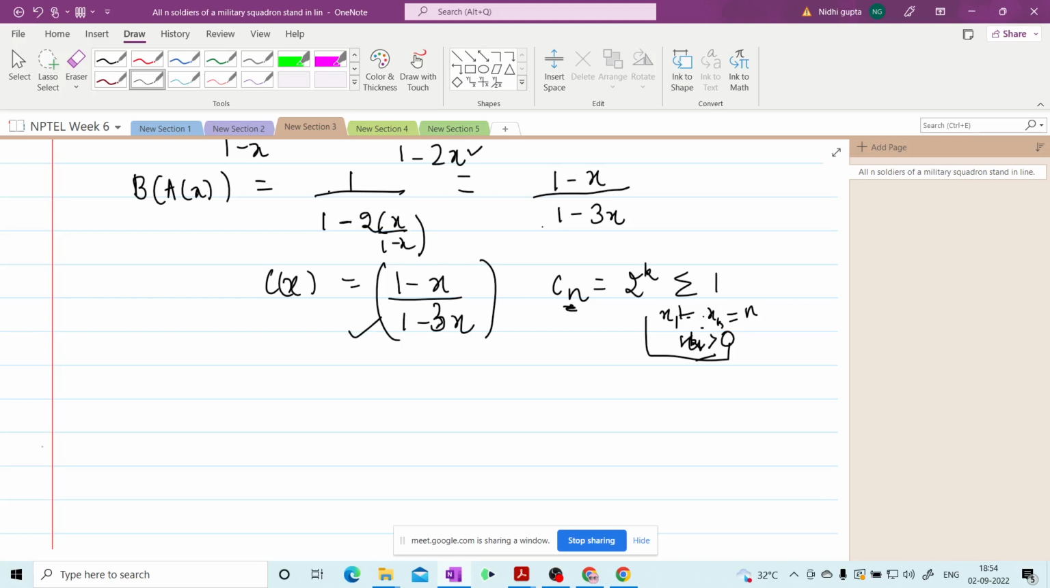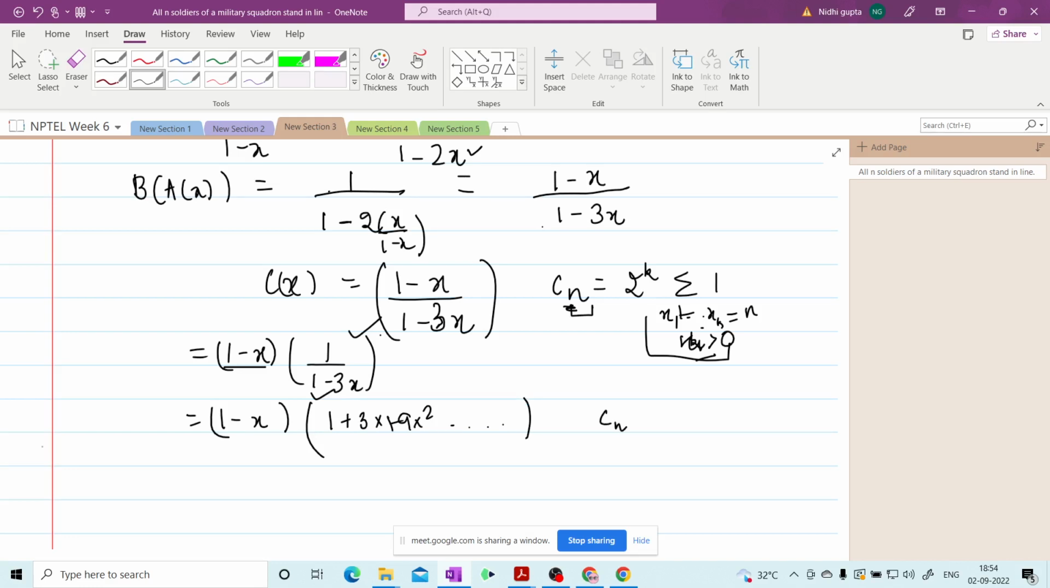So can we find out what the coefficient will be? We can further simplify it. What is 1 upon 1 minus 3x? Is it a well-known power series? We used it earlier. Yes, 1 plus 3x plus 9x square and so on. Now we want to find the closed form expression of this, and C_n is the coefficient of x^n.